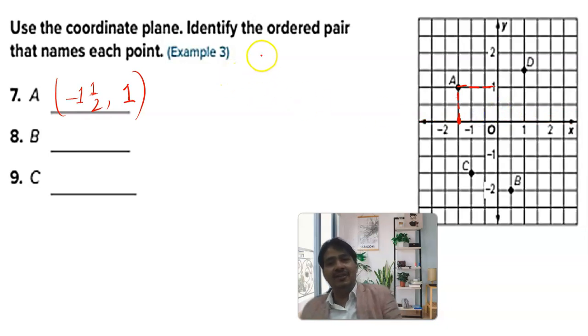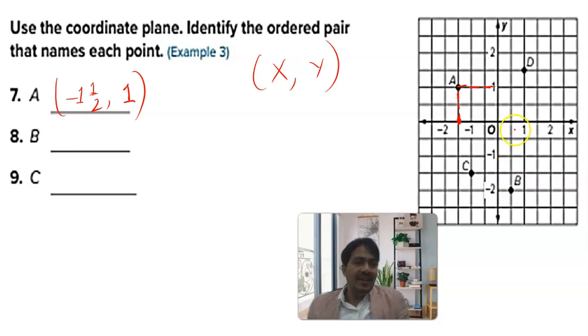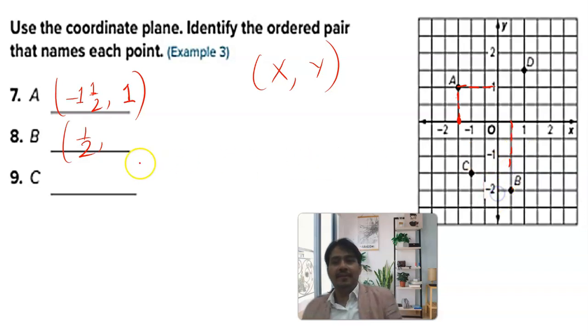First x, then y. So for B, x is this one. Half, only. X is just half. And y is minus 2. You can see x is half, y is minus 2. So for B, y is minus 2.